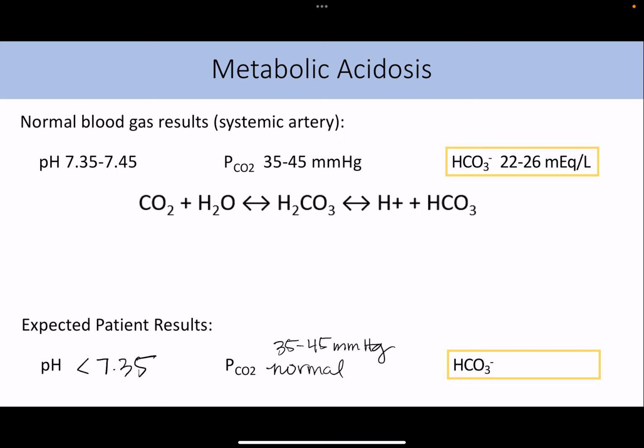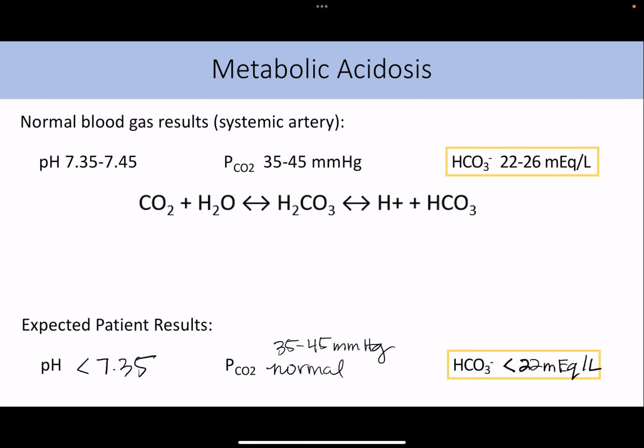Now, if you're in acidosis, do you think you have too much buffer or not enough buffer? Not enough. So it'd be less than 22 milliequivalents per liter. Is everybody okay with that concept? Okay.